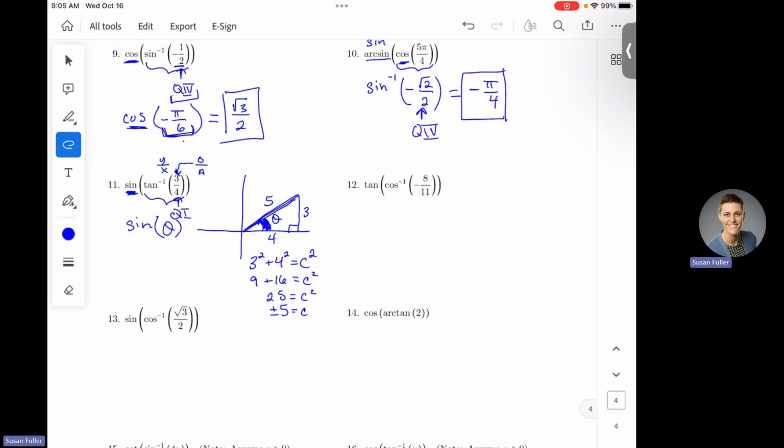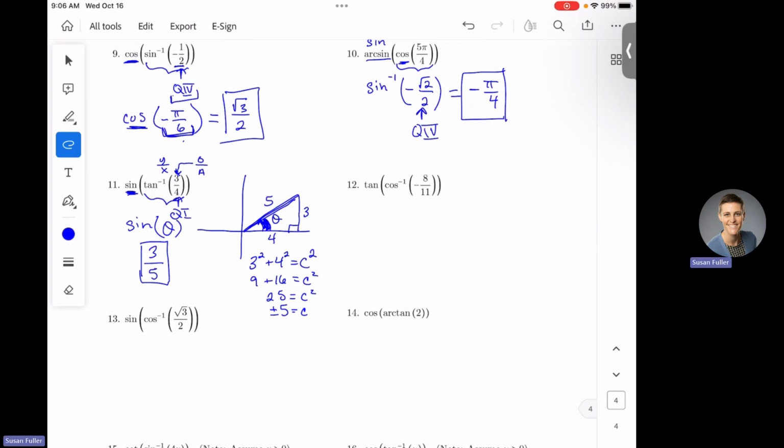And now that I have a triangle, I know what the sine of that angle is. It's going to be the opposite over hypotenuse ratio. So it's going to be my opposite side of 3 over my hypotenuse of 5. This is going to be the ratio that is the answer to this question. So we really don't need to go to our calculators. We don't need to put anything in. We just need to draw a triangle, and we've got to put it in the right quadrant and make sure that we're careful with our signs.